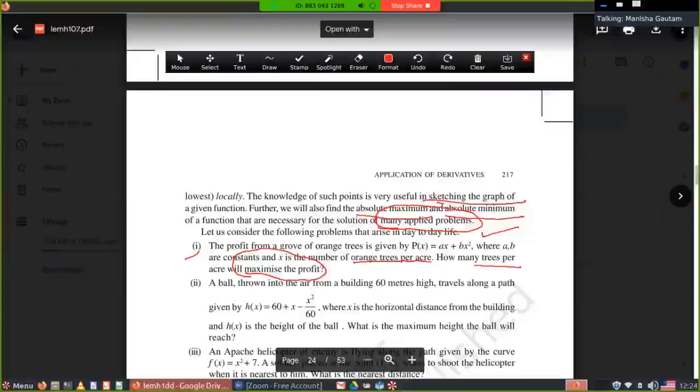Second example: a ball thrown into the air from a building 60 meters high travels along a path given by the equation h(x) = 60 + x − x²/60, where x is the horizontal distance from the building and h(x) is the height of the ball. What is the maximum height? Again, you want to optimize the height. Optimize means here you have to maximize the height. That is the example.